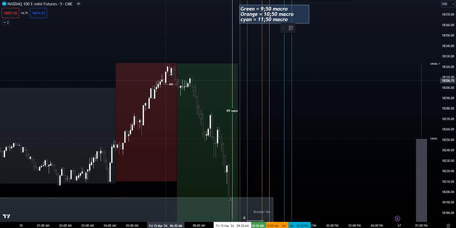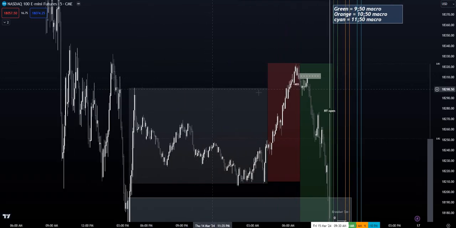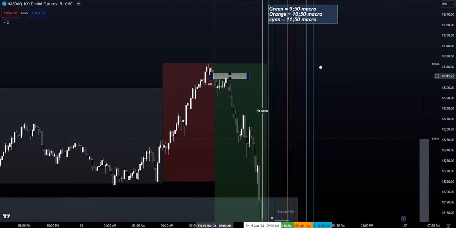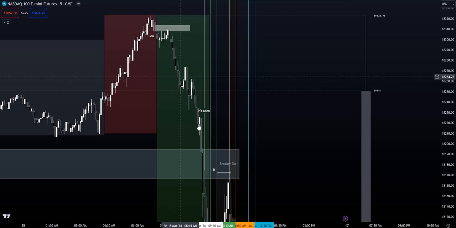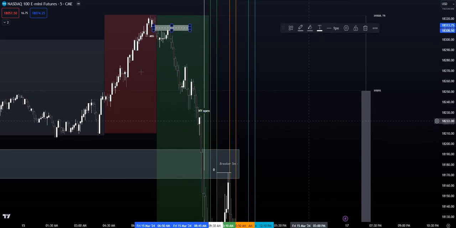Price jumps back up into this 5-minute fair value gap here. Taps into the fair value gap. Sweep of liquidity. Market structure shift. Fair value gap. Now we start to displace lower pre-market. We're not even trading during this time. So we missed this first setup.